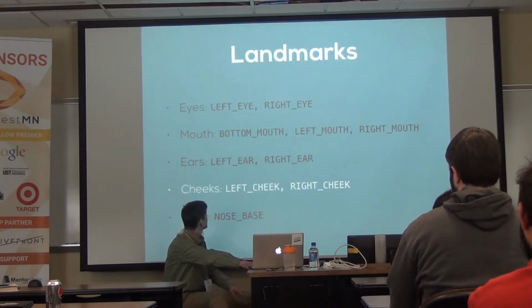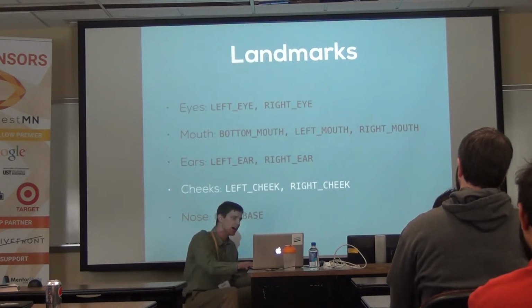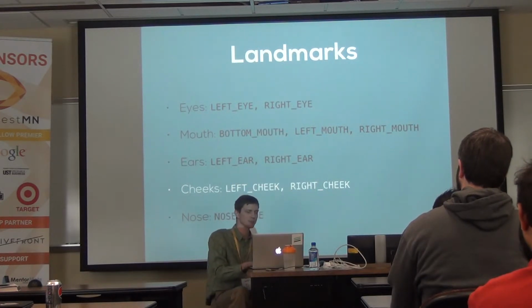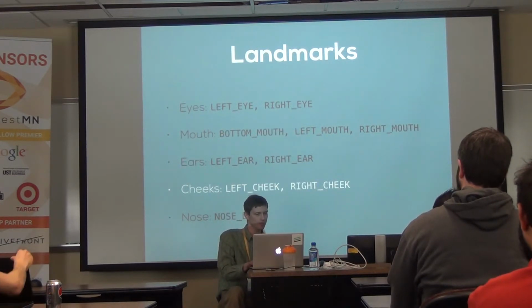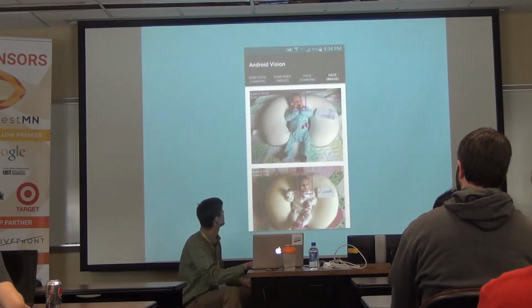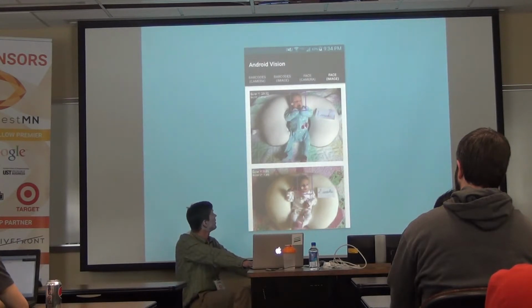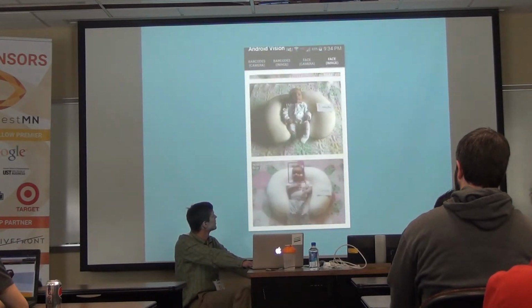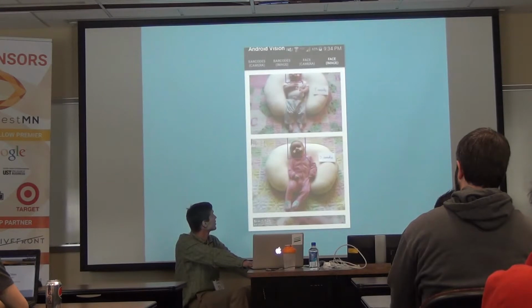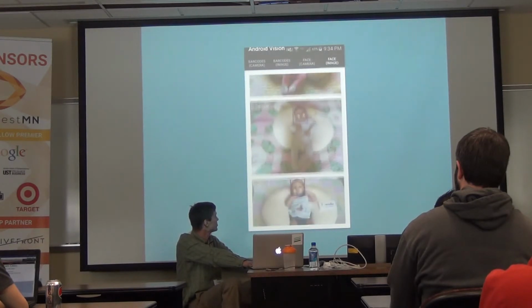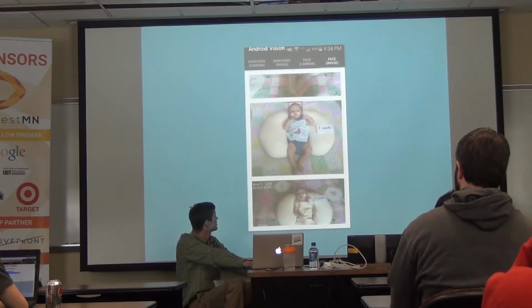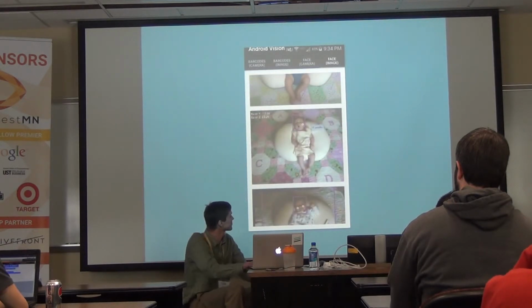The next category of landmarks are the cheeks, the left cheek and the right cheek. This falls into the same category as the ears. At 20 degrees Euler angle, you only get the right cheek. Straight on, you get both cheeks. And in general, that's what you get. Straight on, you're always going to get both cheeks, and to the left or right, you're only going to get one cheek. You're not going to get two.